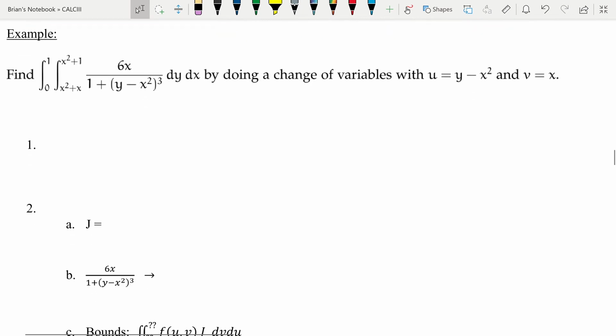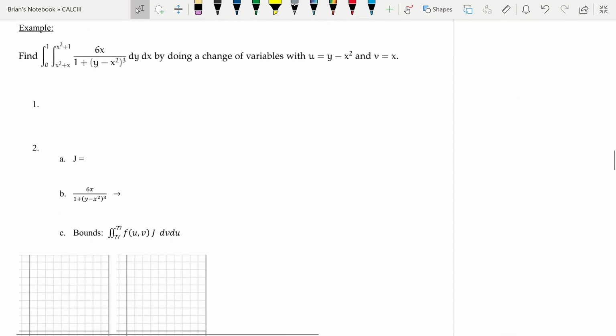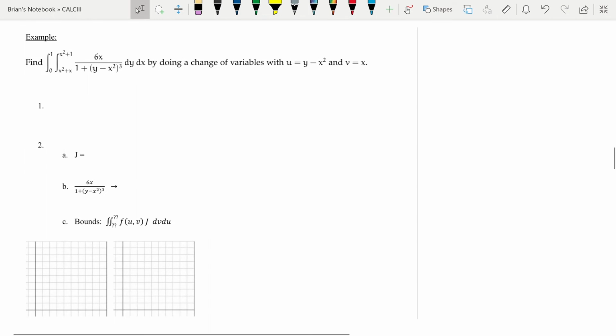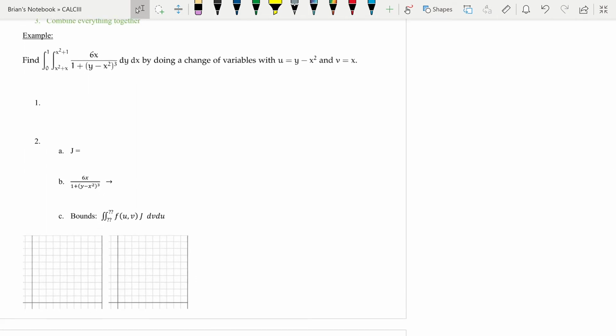Here we go. Find this integral by doing a change of variables, and you can see I list out what the steps are for us. Maybe we can just go through this one together, and then I'll let you guys loose on the next one. First step, we need to identify what the substitution is. They give us u is equal to y minus x squared, and we also get v is equal to x. Okay, now we need our Jacobian matrix.